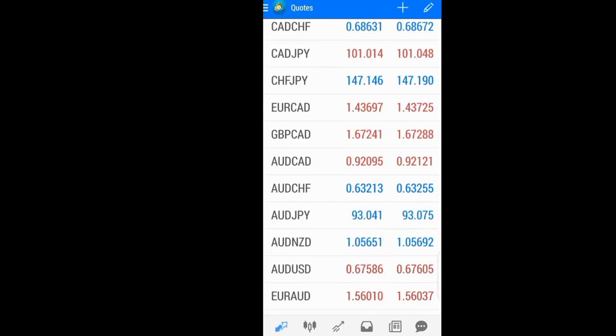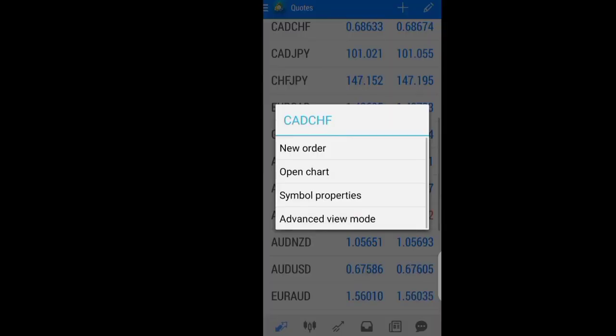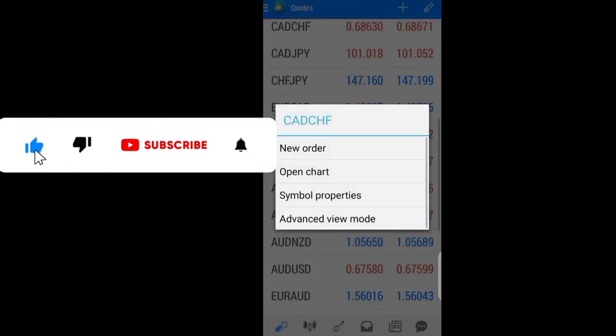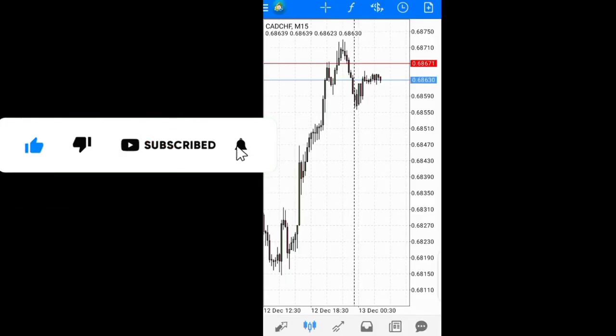And if you want to understand the details of each quote, you can always click on each tab. Then you will see new order. From here, you can place your order. You can also open your chart from here. You can see chart, symbols and advanced mode. So let's see each of them. When you click new order, it will take you to where you can place your new order. When you click on charts, it will take you to the charts tab.